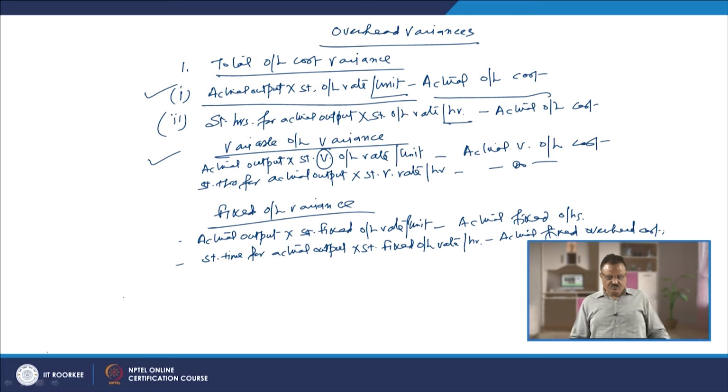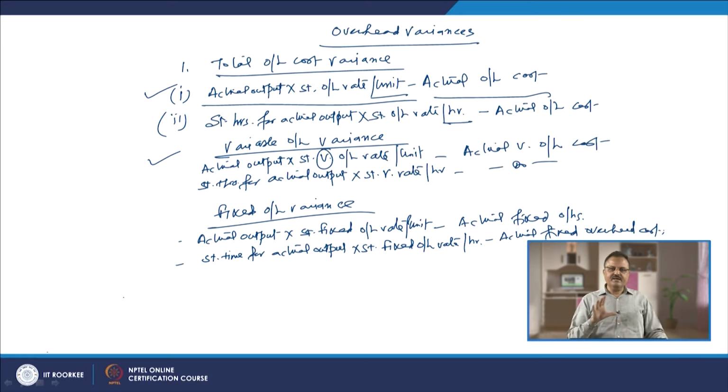First formula is actual output into standard overhead rate per unit minus actual overhead cost, means actual total overhead cost, that is both variable and fixed. And when you go for calculating the variable overhead variance, the first part remains the same, again actual output into, now the word variable we are adding in the multiplying factor, that is the standard variable overhead rate per unit minus actual variable overhead cost, total cost. And in case of the fixed overhead variance, again it is the actual output multiplied by the standard fixed overhead rate per unit minus actual fixed overheads.